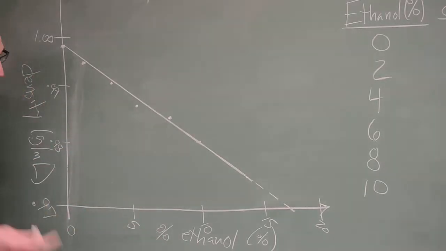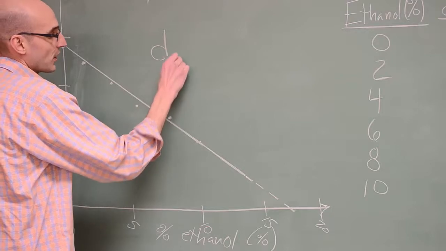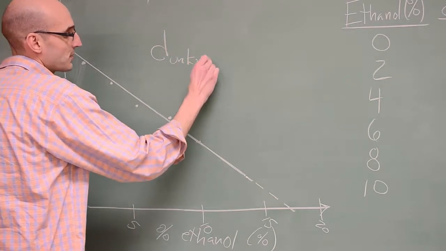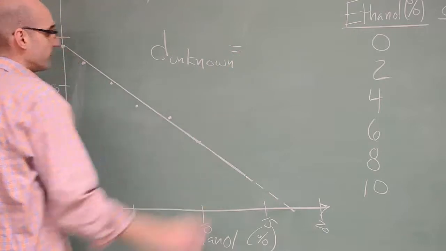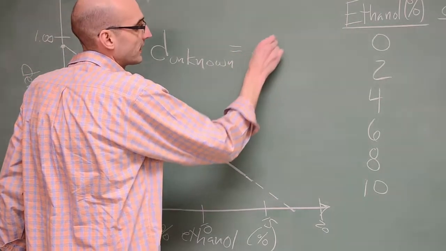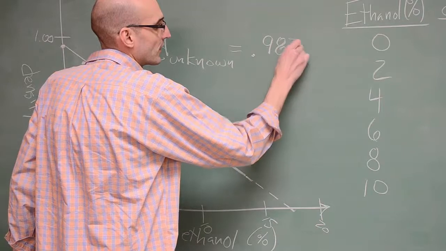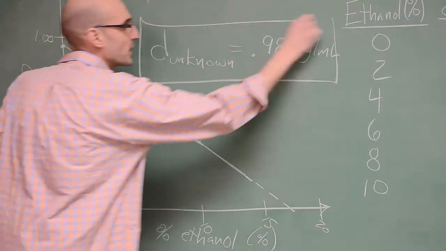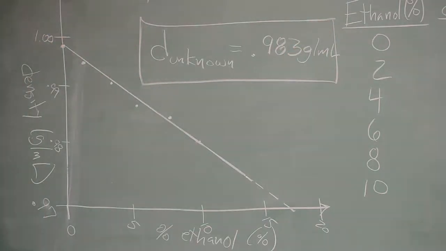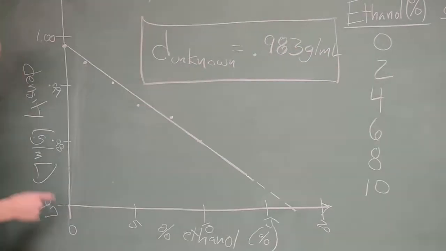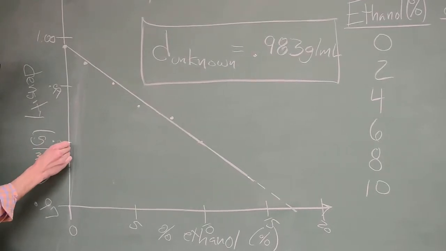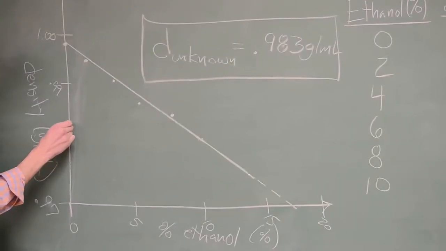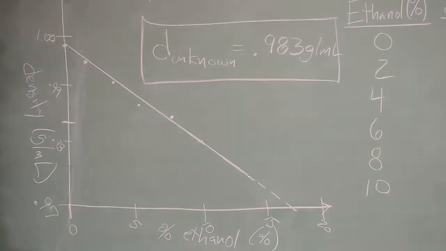So if you check the density of your unknown, you're going to notice that you have some value. So let's say the density of your unknown turns out to be 0.983 grams per milliliter. Let's assume that that's what you got from your experimental data on that last part. Well, if the density of your unknown is 0.983, you find out where you are. So here's 0.98, and we go up 3. That is about where the density of your unknown is.